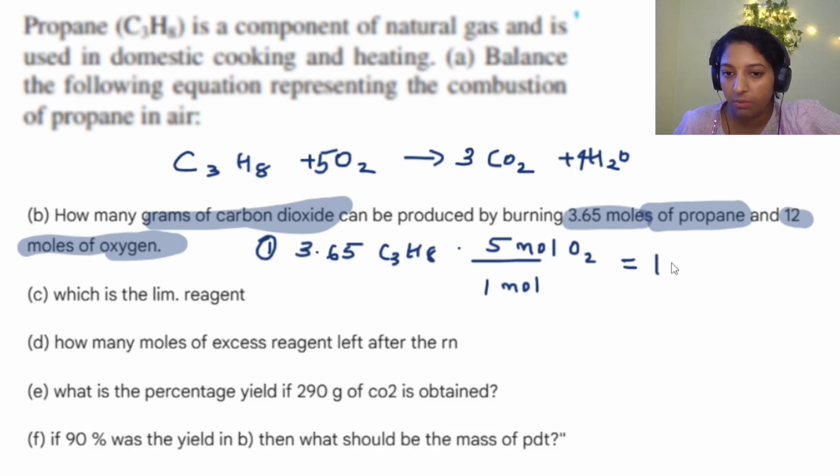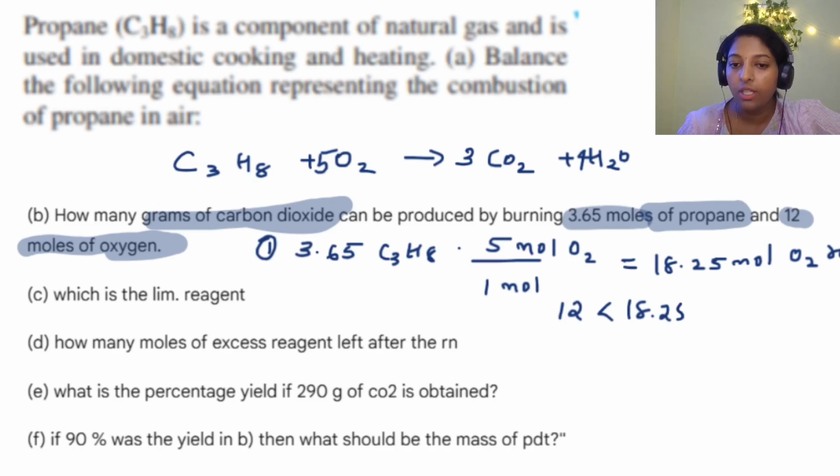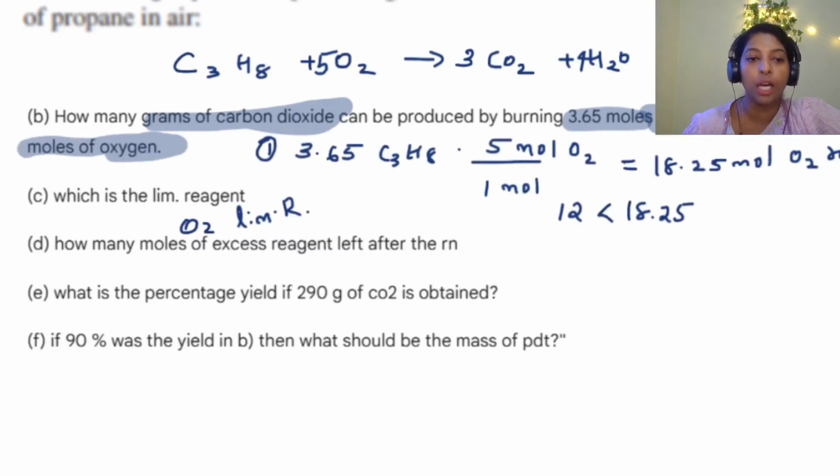18.25 moles of oxygen is required, but do we have that much? We have only 12 moles of oxygen. So what happened? Oxygen is the limiting reagent. 12 is less than 18.25. So oxygen is the limiting reagent. Okay, if you get the limiting reagent, then only you can talk about the grams of carbon dioxide.